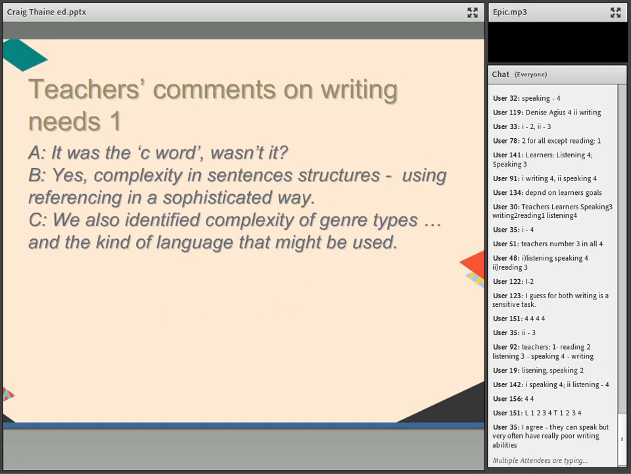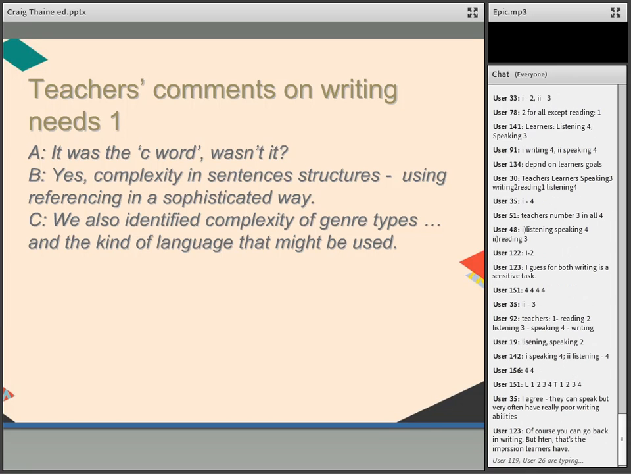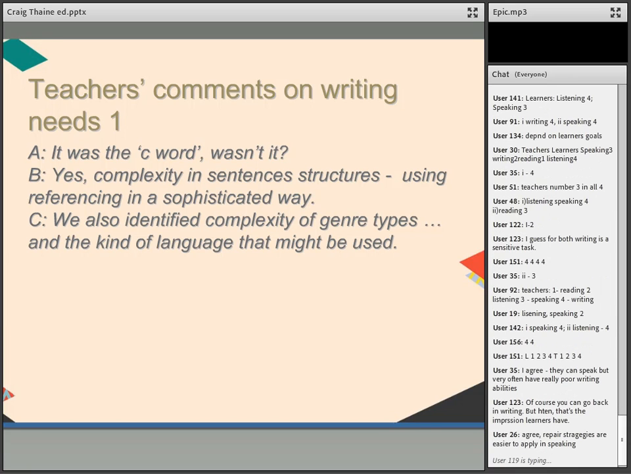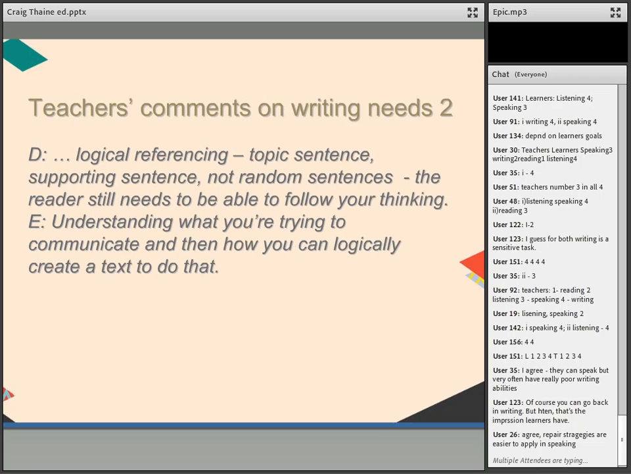So the teachers' comments, the first set of comments, the C word, complexity. So this idea that obviously when students write, and particularly when they're writing in a more formal genre, they need to be able to use language which is grammatically more and lexically more complex than perhaps when they're speaking. They also, as teacher C indicates, need to be aware of genre at the same time.